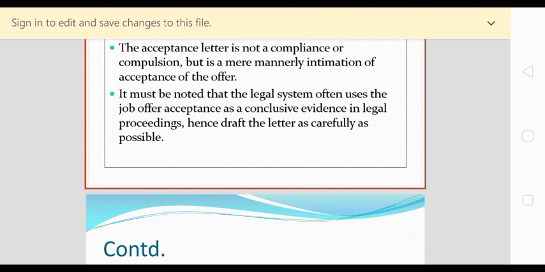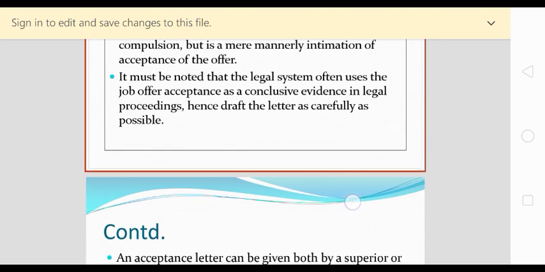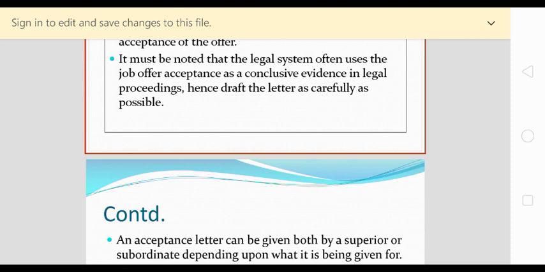It must also be noted that the legal system often uses job offer acceptance as conclusive evidence in legal proceedings, hence draft the letter as carefully as possible. It means the legal system makes use of the job offer acceptance as conclusive evidence. If you show the acceptance letter, that will be the ultimate confirmation. It cannot be canvassed after you get appointed, so it would be enough evidence for you to refer to in the future.